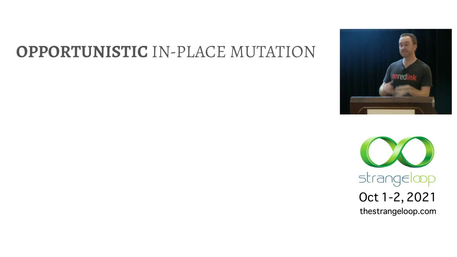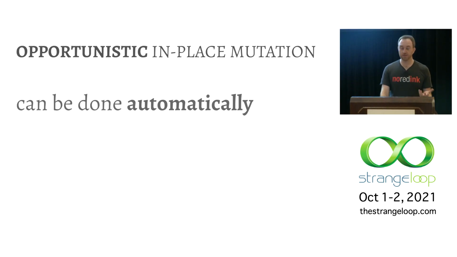Interesting. So this is the idea of opportunistic in-place mutation. Basically, the compiler figuring out when it's unobservable to change to in-place mutation and then just doing that, similar to tail call optimization. So this absolutely can be done automatically.